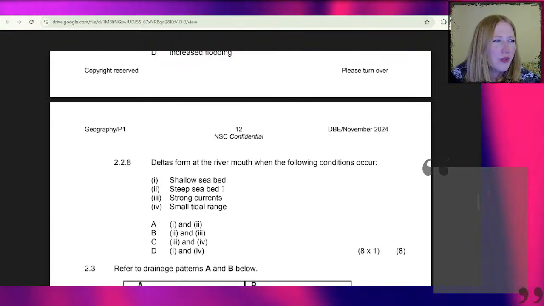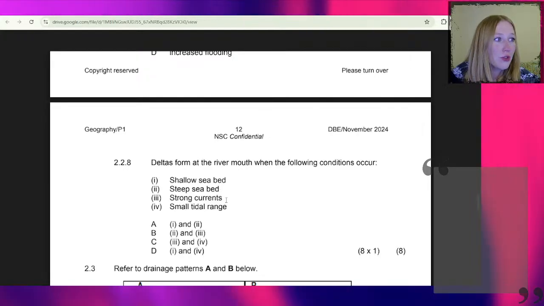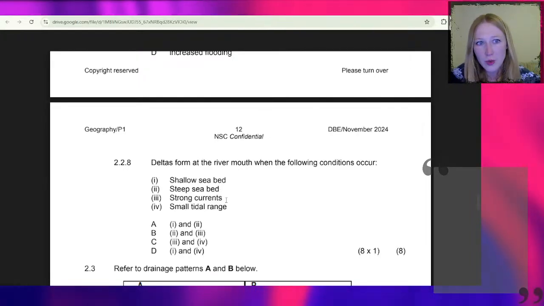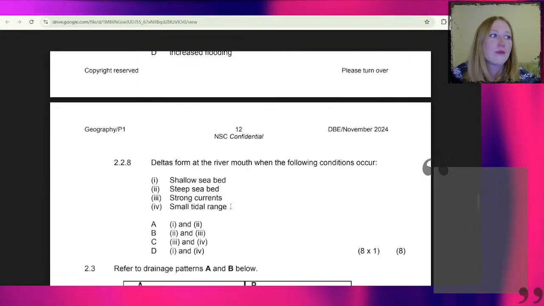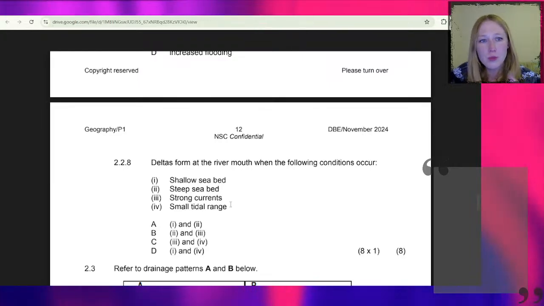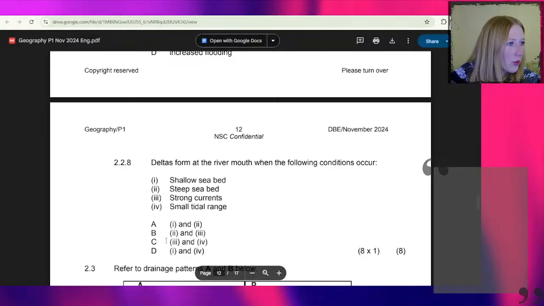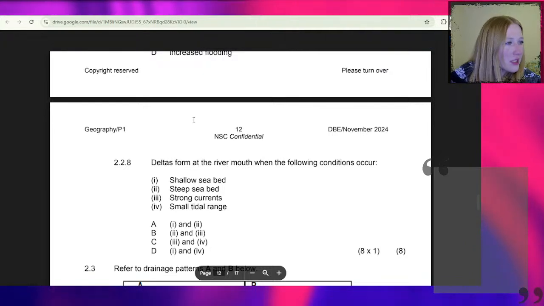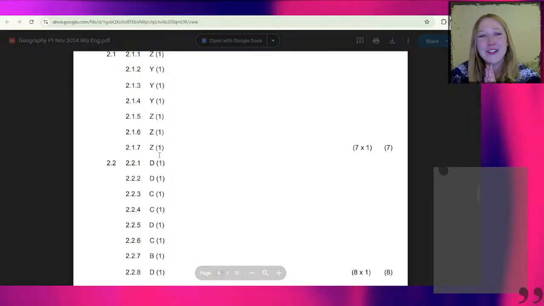Steep seabed, I don't think so. I think shallow, yes. Strong currents, no, because the currents would probably wash away any deposited material. Small tidal range, yeah, that makes sense because then it's not likely to swash and backwash and flood and move all of the sediment away. So I'm saying I and IV. That's 1 and 4, right? So D. D, yay! We are clever.